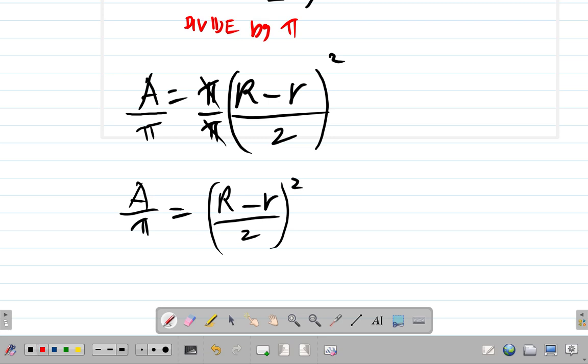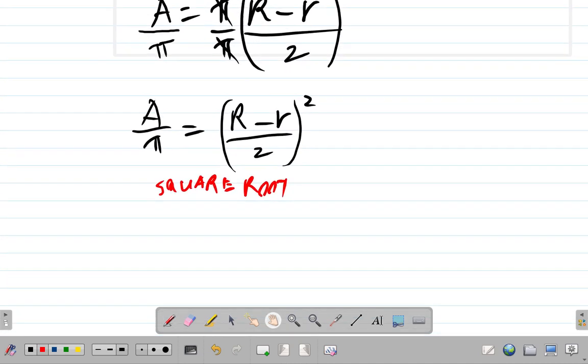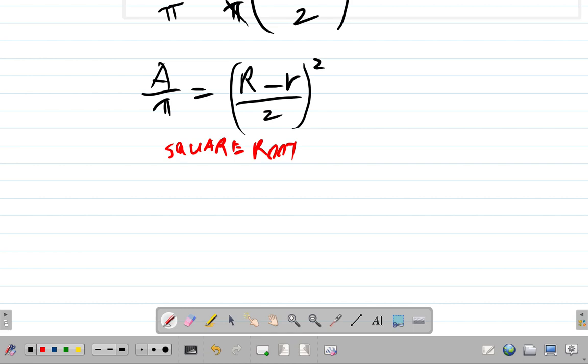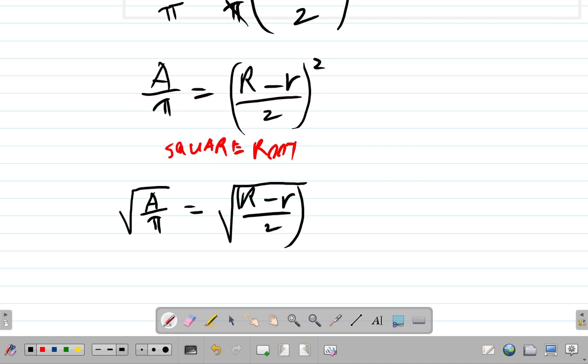The next thing we need to do is square root. See that? We're going to square root. So we square root A divided by pi equals the square root of big R minus small r divided by 2, squared. Now when you square root the square of a number, you get back the number.